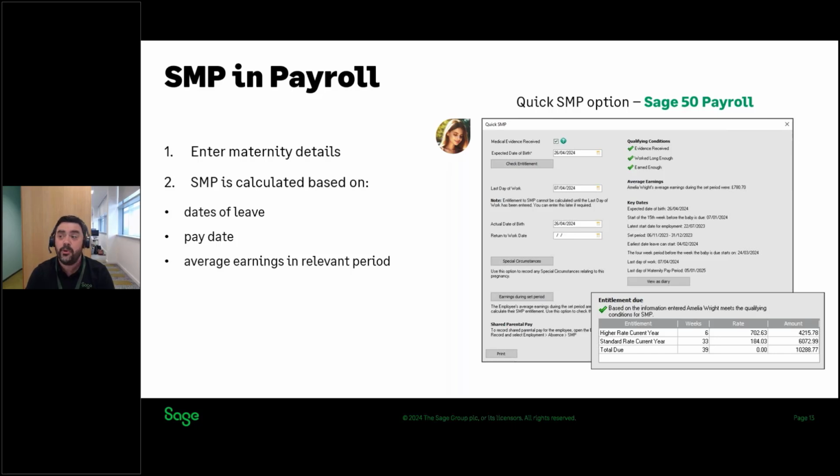So I know that many of you will be using Sage 50 Payroll. So I've popped Amelia's dates into the quick SMP screen just there, and you can see it has calculated that entitlement. So Amelia's getting her 6 weeks at the higher rate, 90% of her average, dropping down to 33 weeks at the standard rate, 184.03. So that's how it's going to work for Amelia.